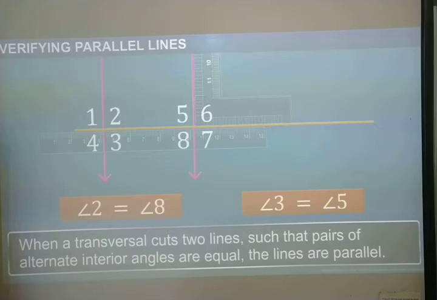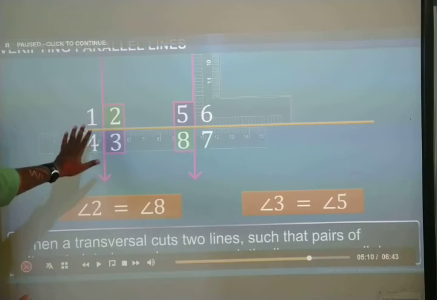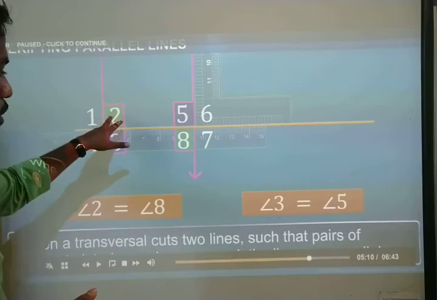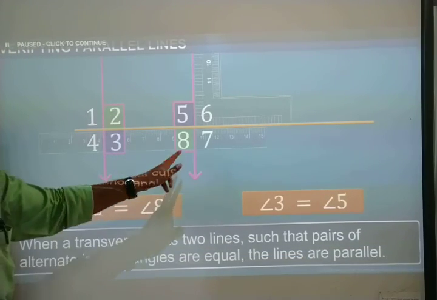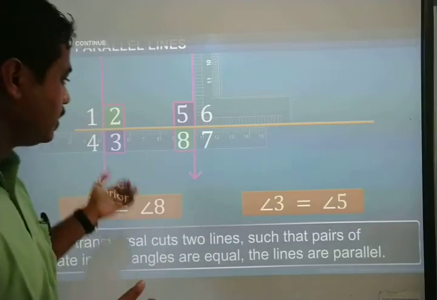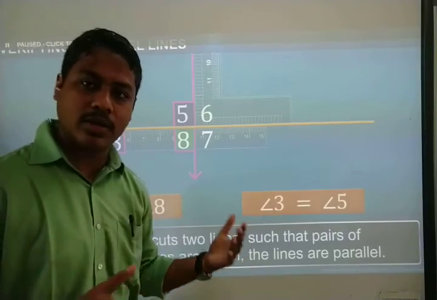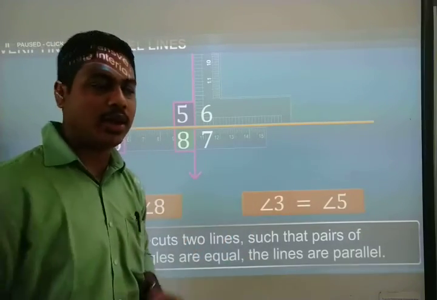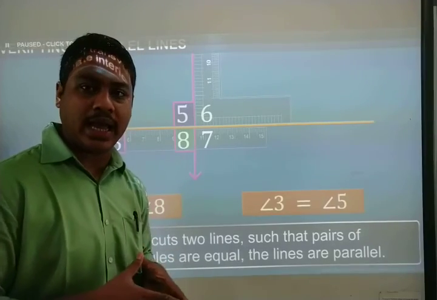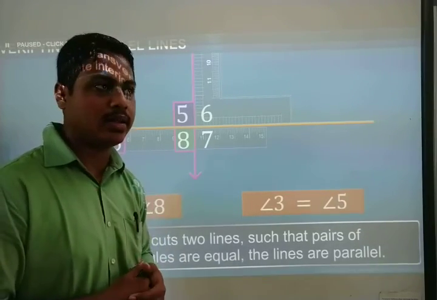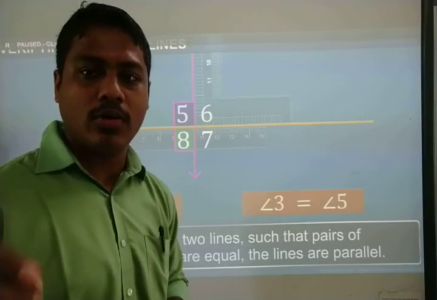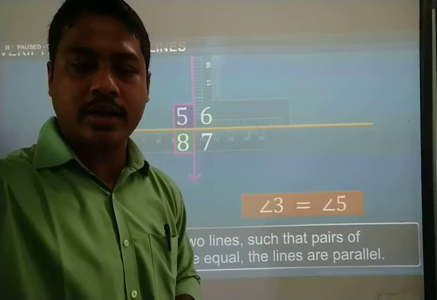Similarly, when a transversal cuts two lines such that pairs of alternate interior angles are equal, then the lines are parallel. So again we can see that if you consider angle 2 and angle 8 and measure them, both angles will be 90 degrees. Similarly, angle 3 and angle 5 are alternate interior angles. If you measure both the angles, you will get 90 degrees. Since the angles are equal, we can prove that when a transversal cuts parallel lines, the alternate interior angles are always equal.